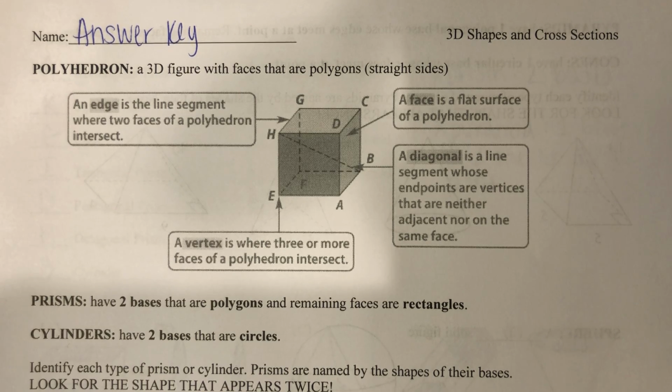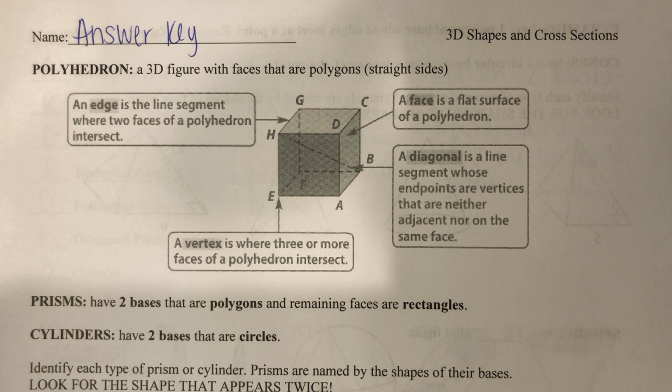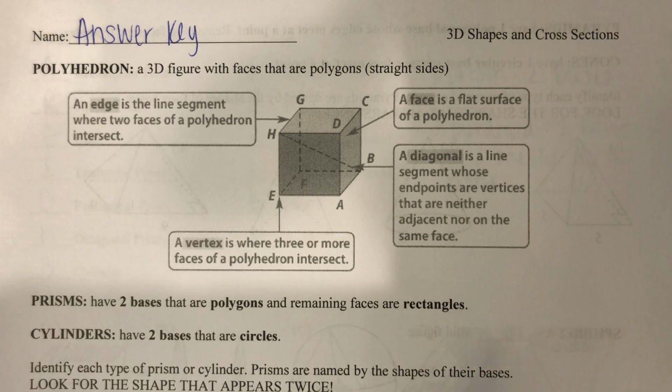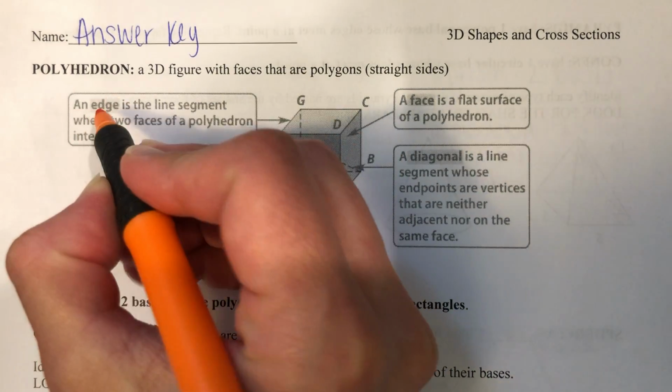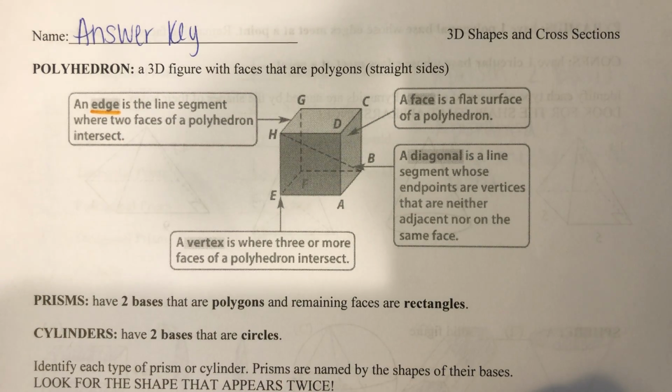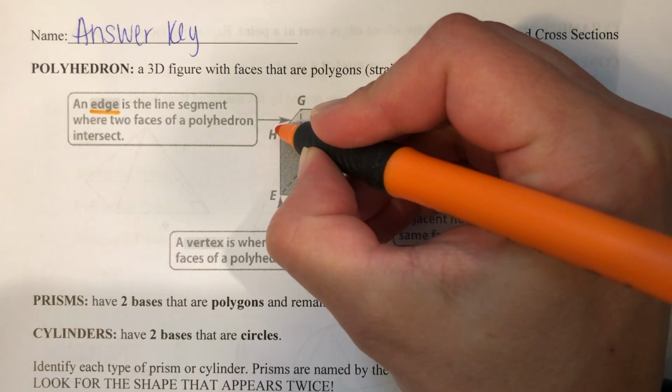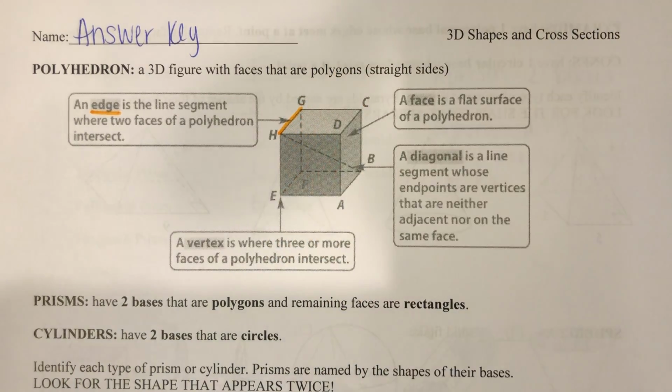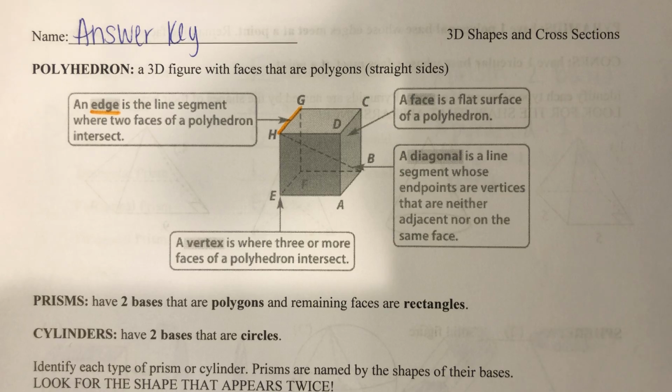It's a 3D figure with faces that are polygons. To be a polygon, you have to have a straight side. So there's going to be no curves, no circles, nothing like that. All right, so the first one here that they have given to us is the edge. It says the edge is the line segment where two faces of a polyhedron intersect. So I'll highlight this so you can see an edge looks like that. That G to H, that's an edge.